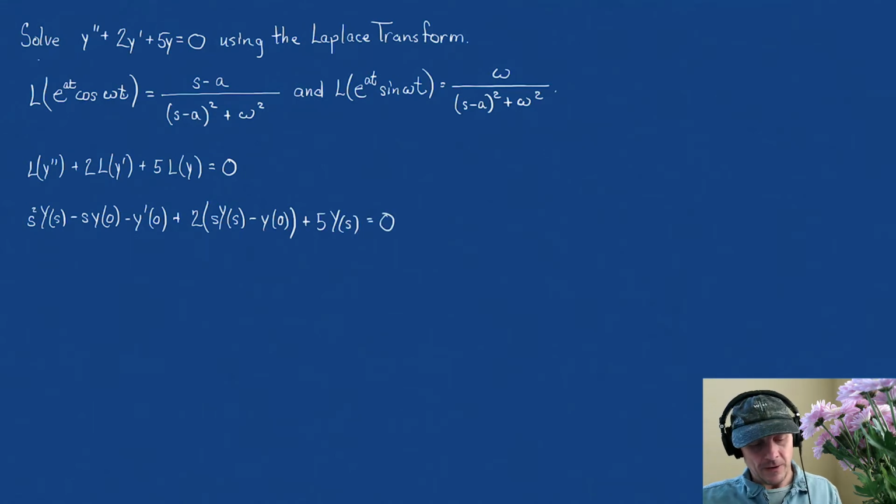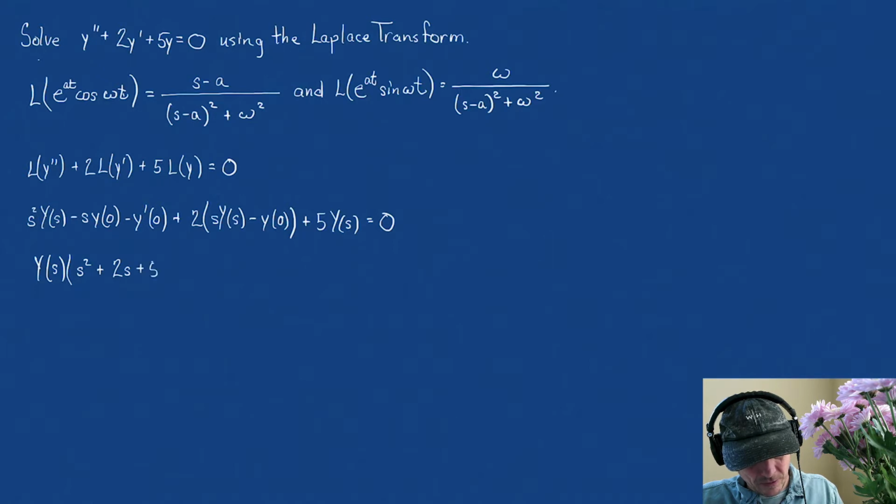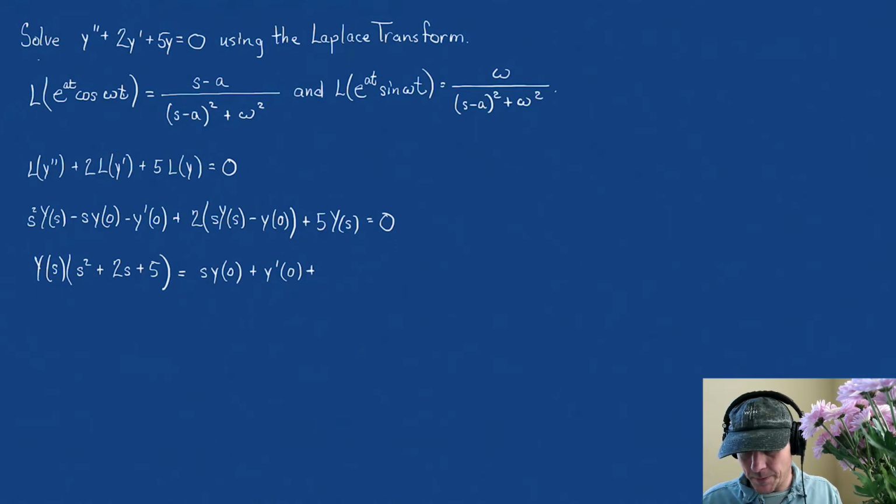plus we have 5 times the Laplace transform of y, which is Y of s. All right, let's do two things here. First thing I'm going to do is move my initial conditions over, and then I'm also going to factor out my Y of s's. So if I factor out the Y of s, that's going to leave me with an s squared plus 2s plus 5, and so now I move all of my other terms over. So I have an s y of 0 plus y prime of 0 plus 2y of 0 when I move it over to the other side.